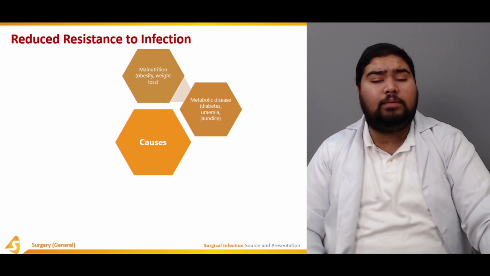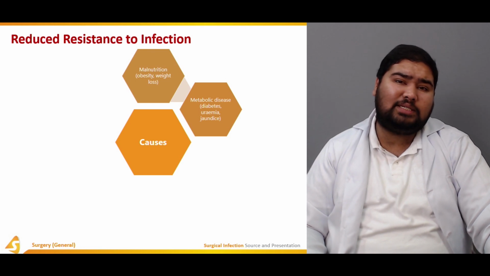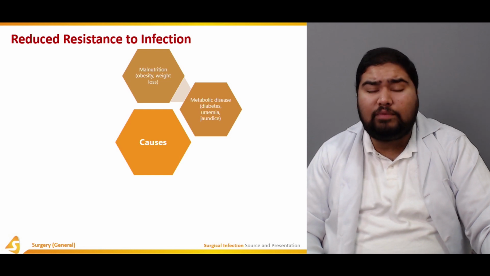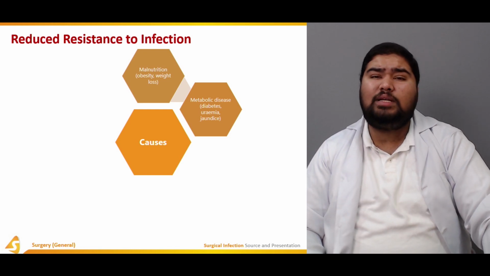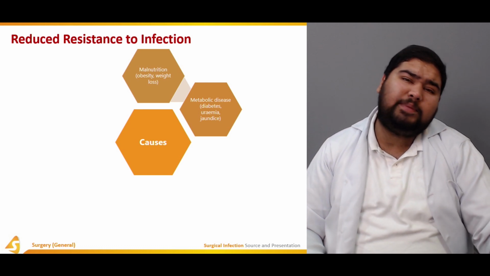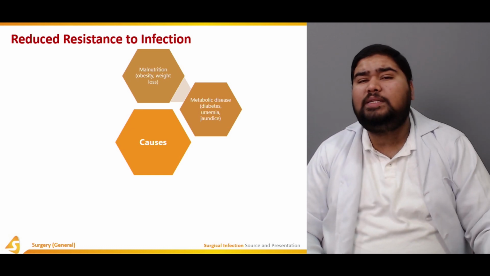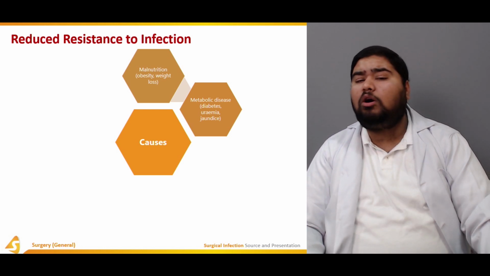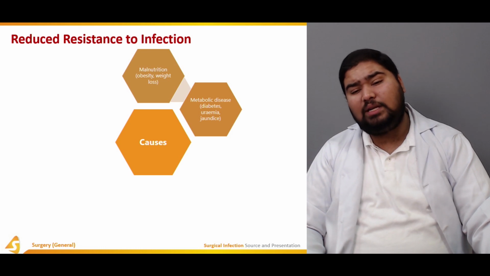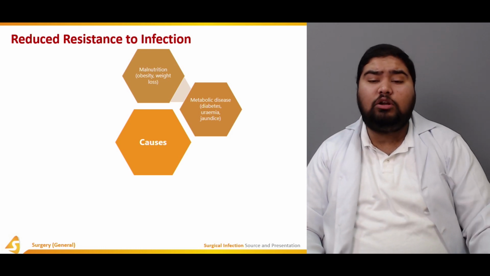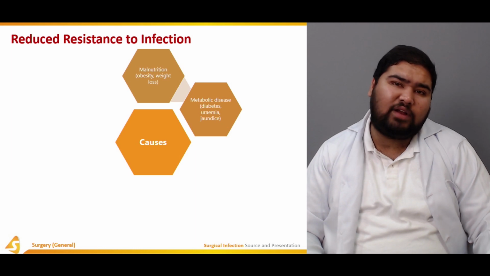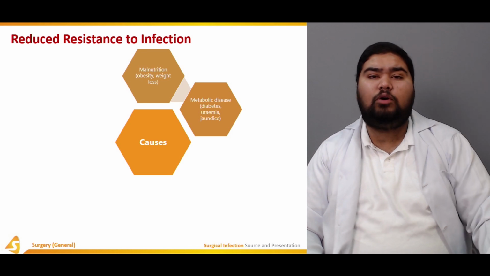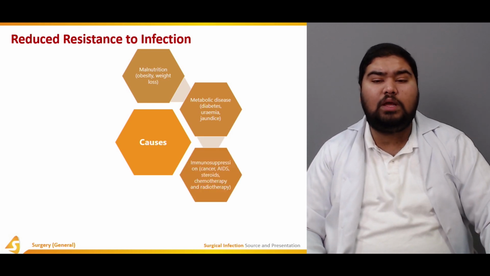Then in cases of metabolic diseases like diabetes, like uremia, like jaundice, in these conditions, the body is already under a lot of stress. So a stressed body is already overcompensating itself, and an overcompensating body cannot further fight on another front. It is already fighting at the front, and it cannot fight appropriately on the second front as well. So in patients with metabolic diseases, there is reduced resistance to infections.